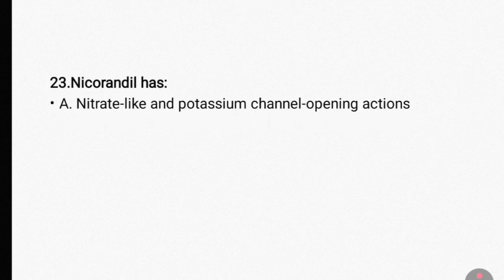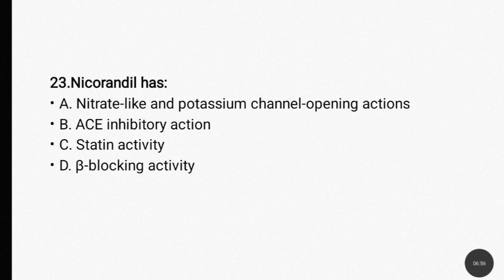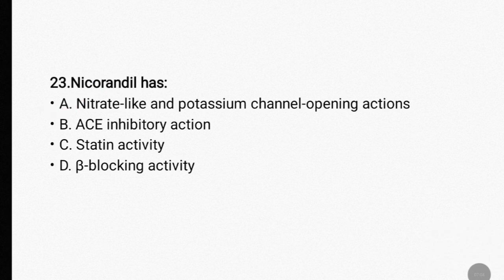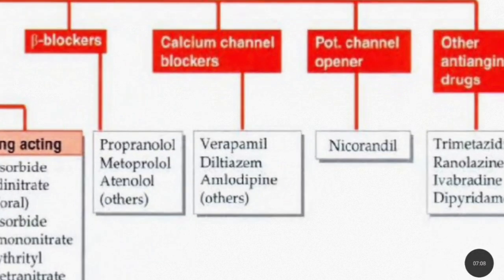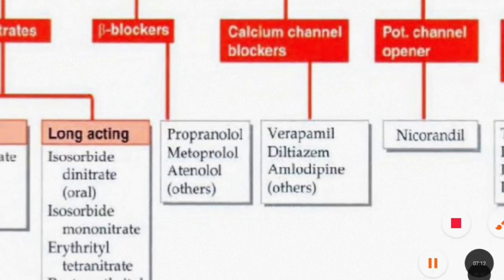Next, question number 23. Nicorandil has nitrate-like activity and potassium channel opening. First, I want to mention here that nicorandil is a very effective drug used in the treatment of angina pectoris. So here option B, ACE inhibitor, option C, nitrate-like activity, option D, beta blocking activity. So here the right option is C. It is similar to nitrates, and it opens the potassium channel and acts as an anti-anginal.